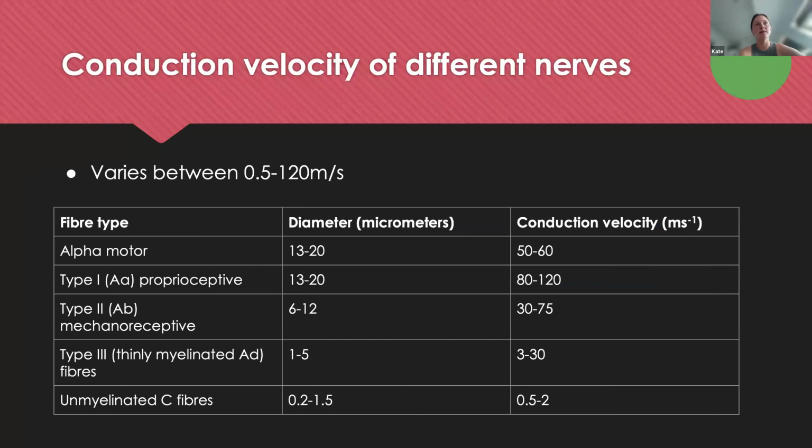This is a slide talking about the fact there's a large difference in conduction velocity between different types of nerve fibers, and we're going to go on to explain how that's achieved. These are the types of nerve fibers that you see in your body, and they carry different types of signals. Type 1 carries proprioceptive information, whereas type 2 carries mechanoreceptive information. And this is important because it allows signals to be propagated at different speeds.